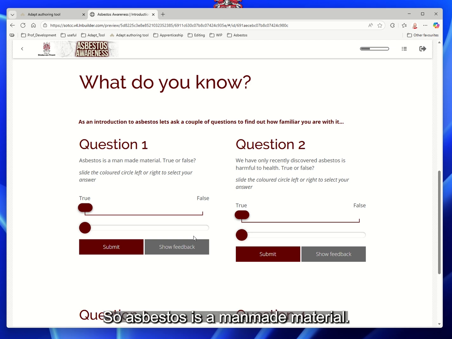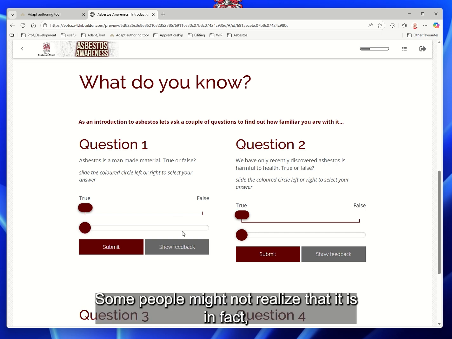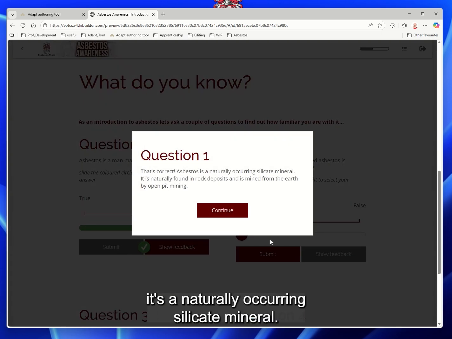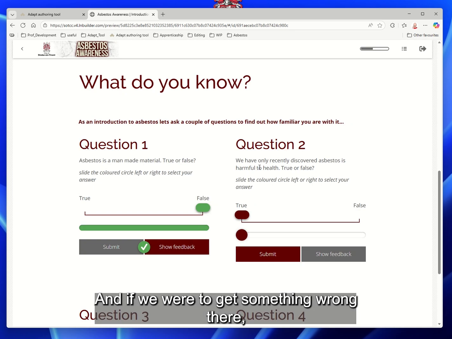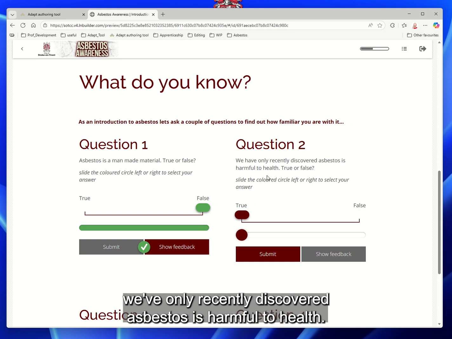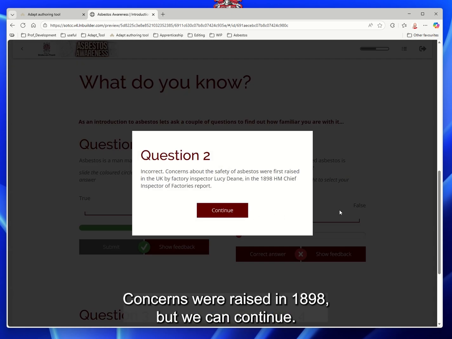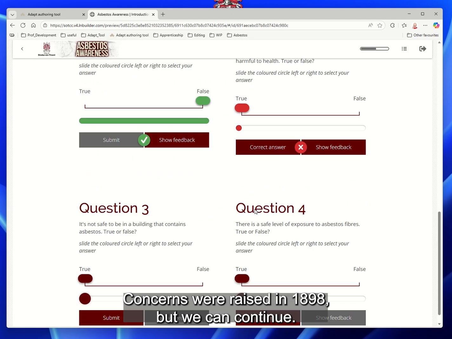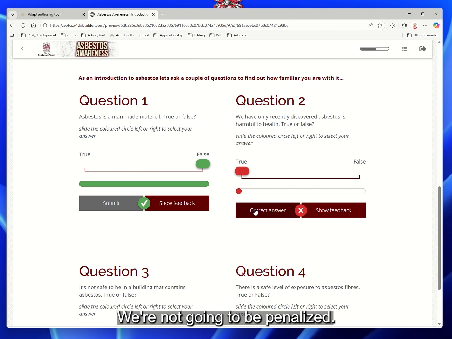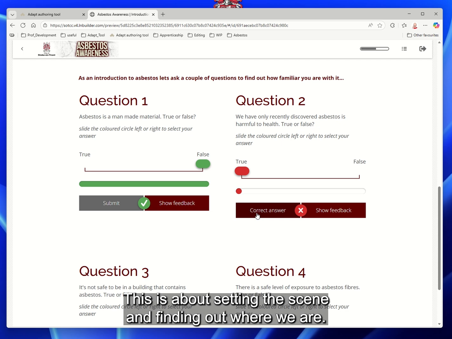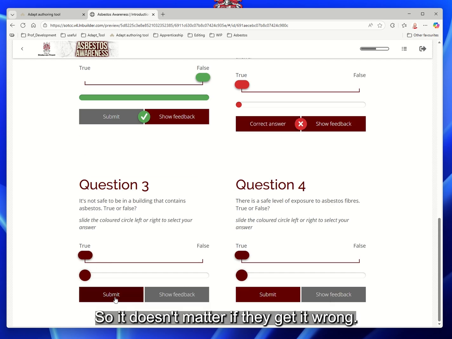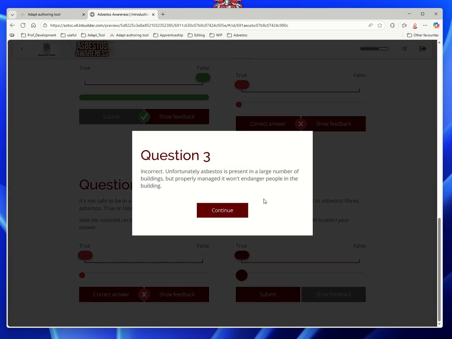So asbestos is a man-made material, true or false? Some people might not realize that it is in fact a naturally occurring silicate mineral. And if we were to get something wrong there, we've only recently discovered asbestos is harmful to health. True. No, it's not true. Concerns were raised in 1898, but we can continue. We're not going to be penalised. This is about setting the scene and finding out where we are. So it doesn't matter if they get it wrong.